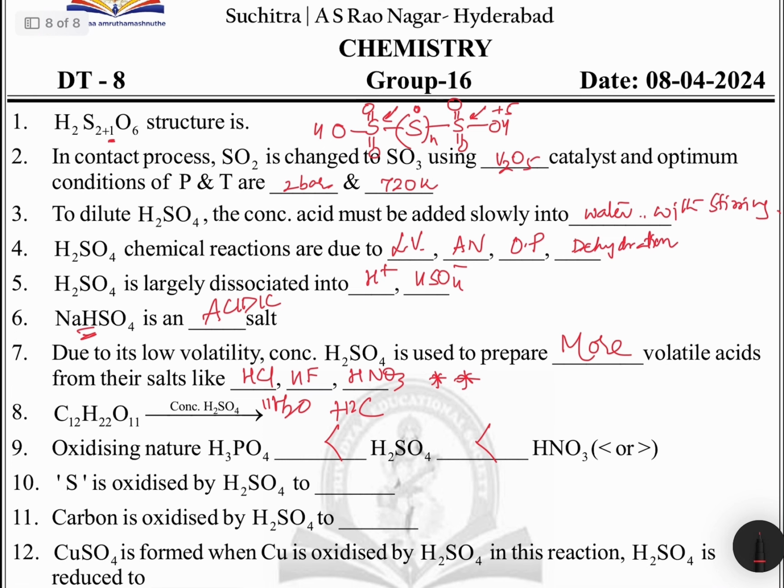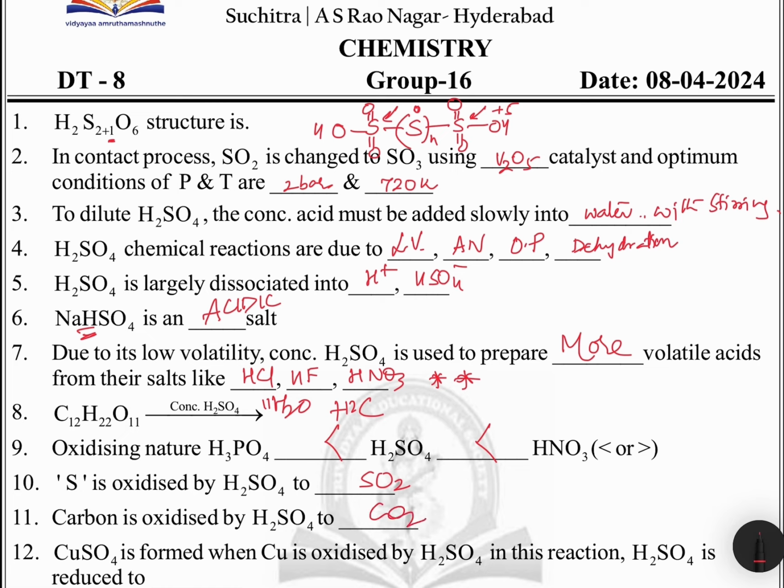Sulfur is oxidized by sulfuric acid too. Sulfur is always oxidized by sulfuric acid to sulfur dioxide. Interesting. In this case, H2SO4 also changes to sulfur dioxide. Carbon is oxidized by H2SO4 to carbon dioxide.